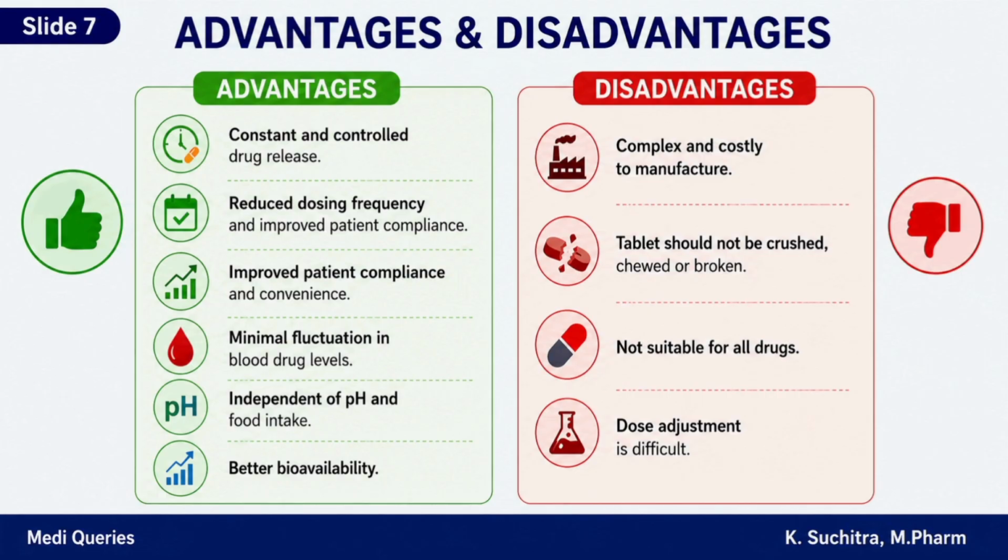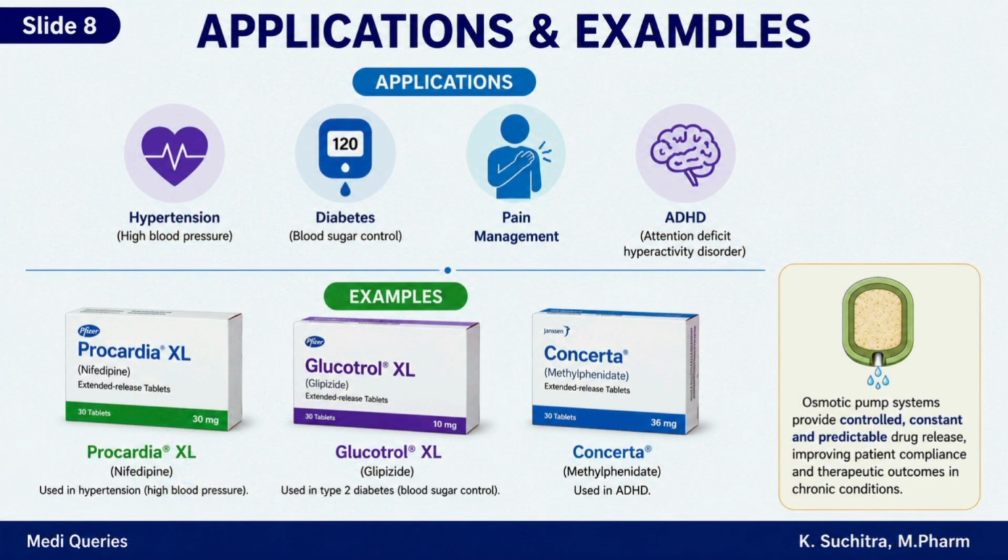Okay, and let us see about the applications. Osmotic pumps are widely used in the treatment of chronic diseases. They are commonly used for hypertension, diabetes, heart diseases, pain management, and attention deficit hyperactivity disorder. Some well-known osmotic pump formulations include Procardia XL, Glucotrol XL, and Concerta.